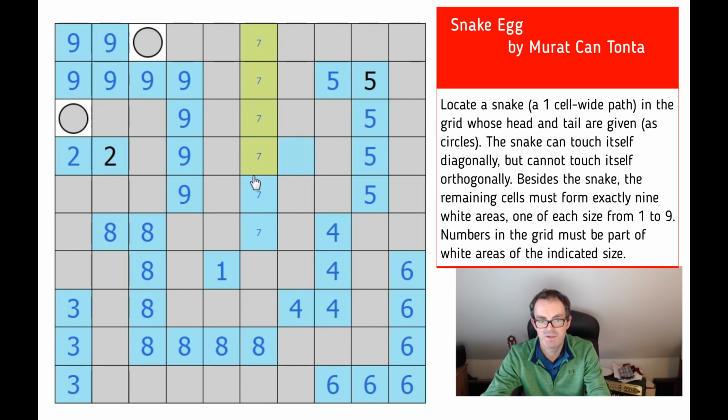My goodness, what a puzzle. What an idea. I can't believe that's possible. Even though we've just done it, that is a work of art.